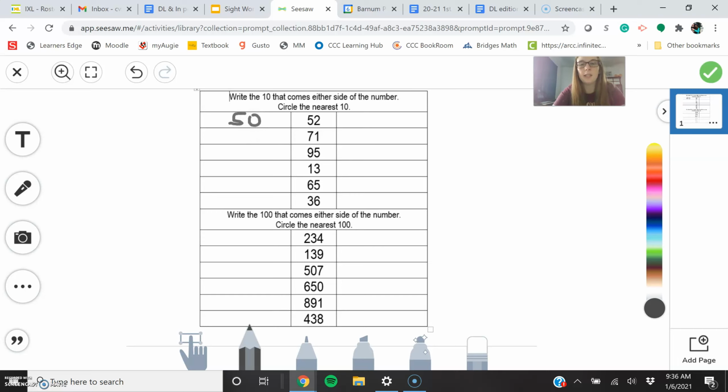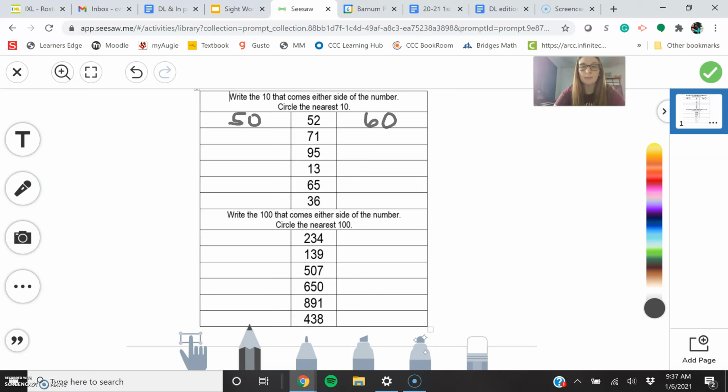So we have 50, and then we put another 10, which would be 60. Because right now we're just looking at the tens place. We're kind of ignoring that 2 in 52. We're just looking at the tens place. So then we look at, okay, 52 is the number we started at. Is 52 closer to 50, or is it closer to 60?